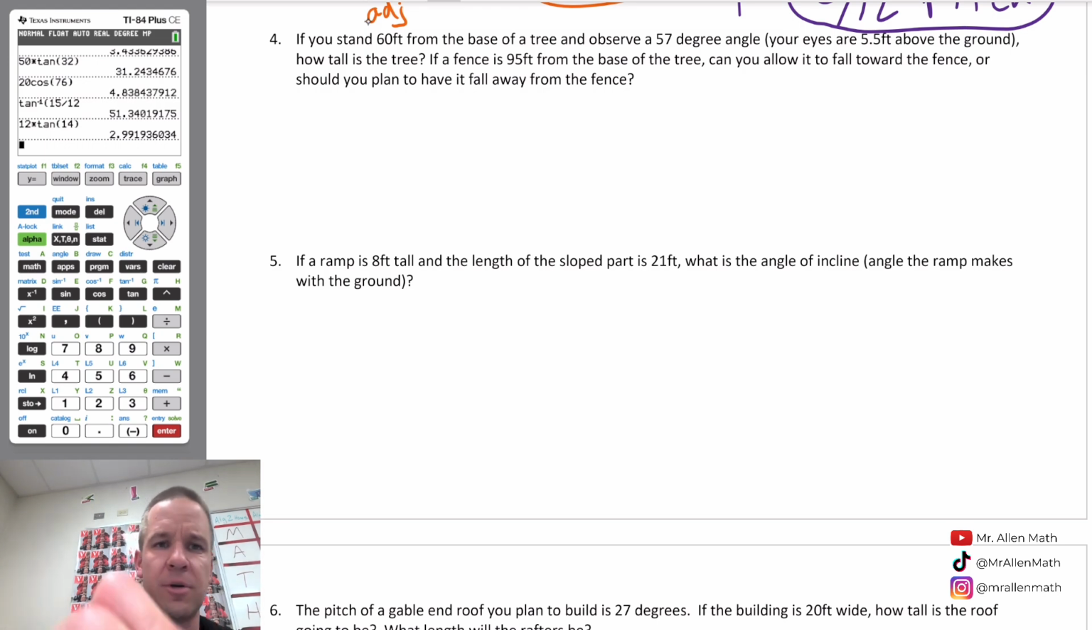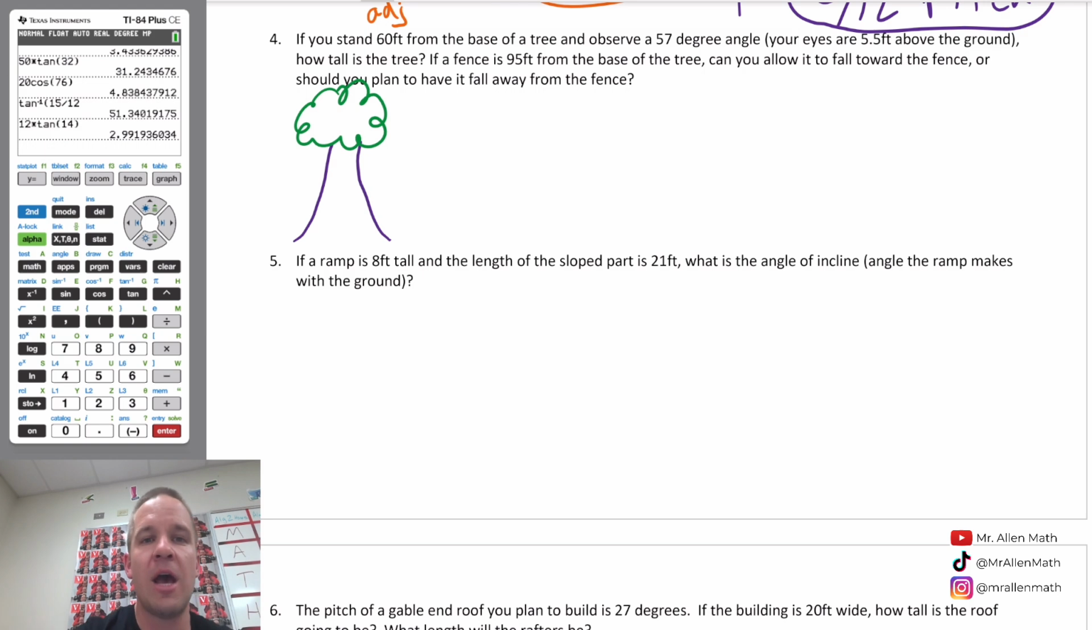I'm going to drop a little picture here. So we got a tree. We're going to go with a purple tree. And then we'll go with the green floofy leaves. And then you stand, so we're going to say we're standing. Oh boy, that's too big of a marker there. Don't want that. We got to go a little more fine point.